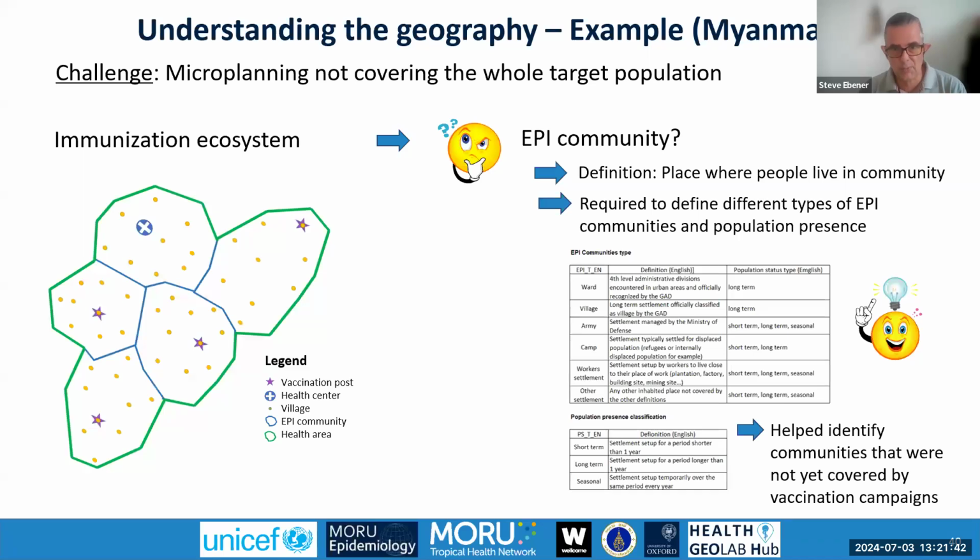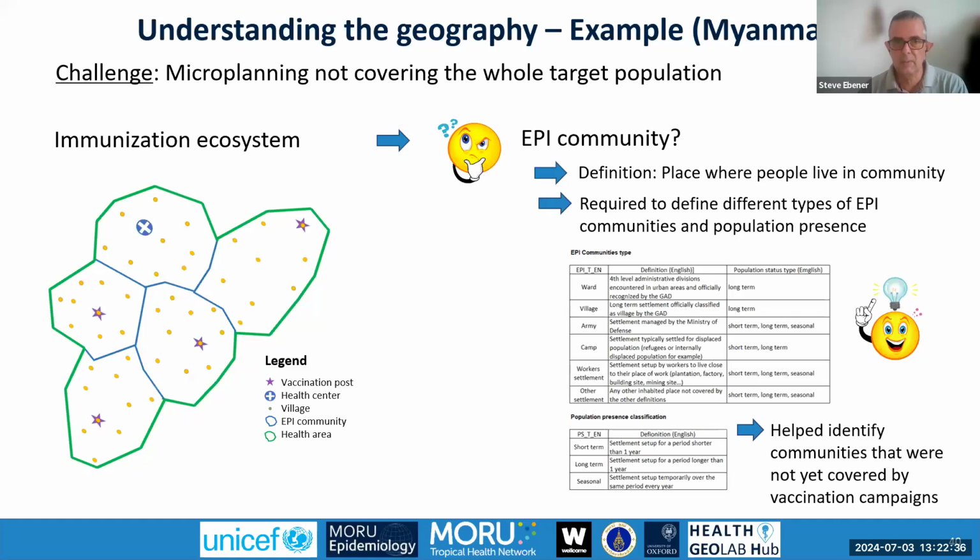So the first example comes from Myanmar and is related to microplanning. The challenge there was that, as is often the case in countries, not all the target population was covered by the routine immunization microplans that were defined. So we took some time to really identify and document the geographic features that were forming the immunization ecosystem in the country, right? So country-specific, what were these geographic features they were considering, how they relate to each other, and that led to this representation that you have here on the left.